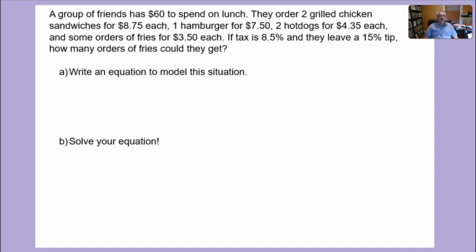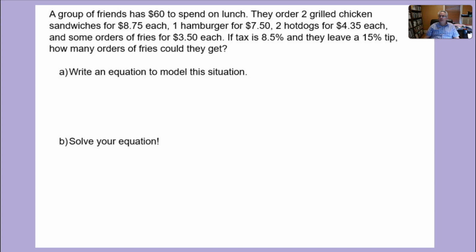A group of friends has $60 to spend on lunch. They ordered 2 grilled chicken sandwiches for $8.75 each, 1 hamburger for $7.50, 2 hot dogs for $4.35 each, and some orders of fries for $3.50 each. If tax is 8.5% and they leave a 15% tip, how many orders of fries could they get? Wow, there's a lot going on here.